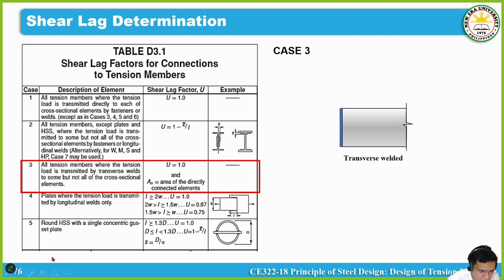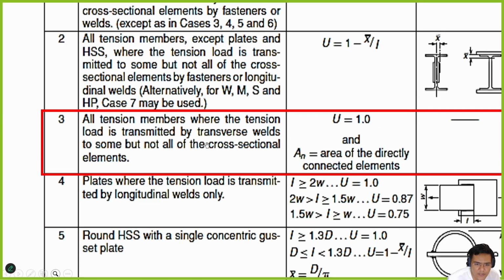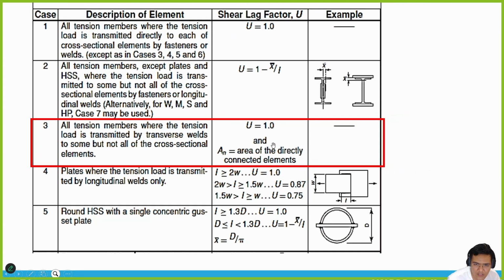For case 3 naman, ito yung description natin. All tension members where the tension load is transmitted by transverse welds to some but not all of the cross-sectional elements. Ganun pa din to. Keyword lang dito is some but not all cross-sectional elements, pero transverse weld yung ginamit. Automatic shear lag mo daw is 1.0. So, check natin yung figure.